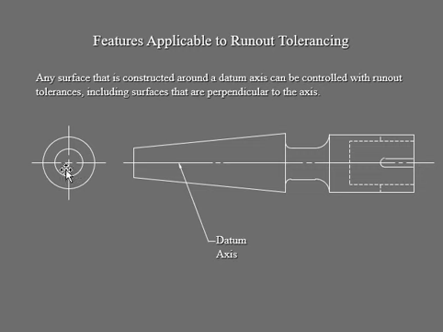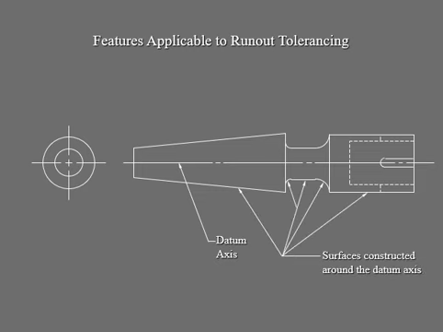So including the surfaces that are perpendicular, because the surface is definitely perpendicular to that axis. All right, now we see, look at that, the surfaces constructed around that datum axis. So yeah, the datum axis is right here. These are all the surfaces.